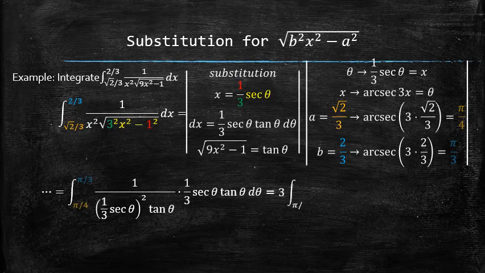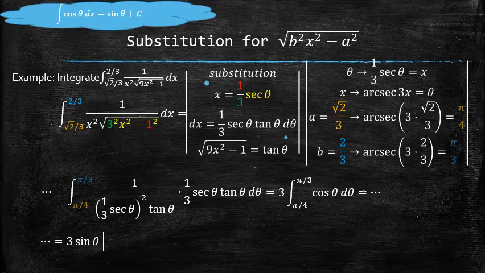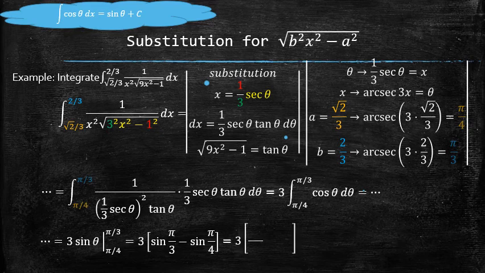We simplify so that we have nothing but a trigonometric function of theta left in the integrand. We continue with the process by finding and simplifying the antiderivative of the trigonometric function. To finish the process, we use the fundamental theorem of calculus by plugging in the lower and upper limits of the integral to get the final answer.